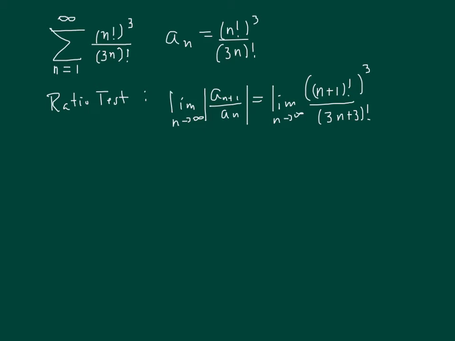Now we need to divide by a sub n. Dividing by a sub n is the same as multiplying by the reciprocal, and so that's what I'll do here. Okay, and now we need to simplify. So simplifying, you'll notice that the (3n plus 3) factorial can be written as 3n plus 3 times 3n plus 2 times 3n plus 1 times the quantity 3n factorial. So I'll do that next.